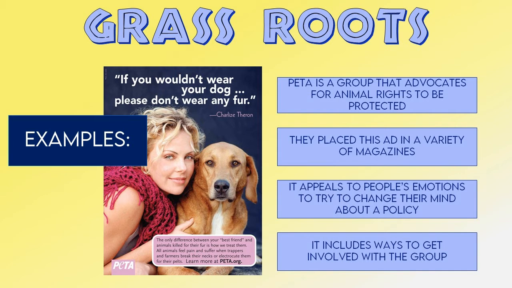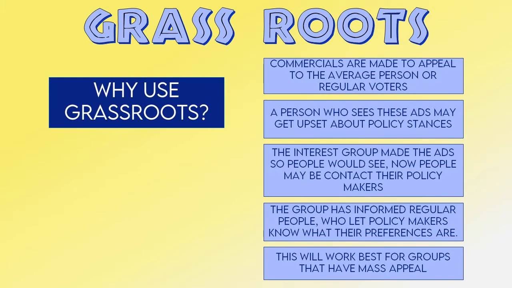It also includes their website. It lets people know how they can get involved with the group and try to influence policy here. So this is another example of grassroots activism or propaganda. They're trying to reach out to the public, trying to get the public on the side of the group, and then get the public to act and try to influence lawmakers.